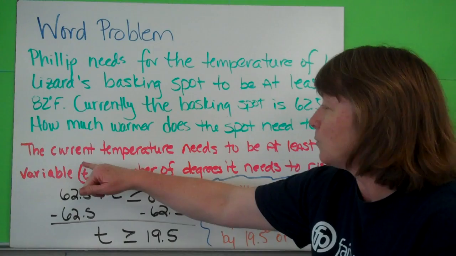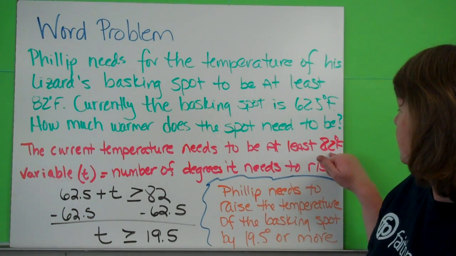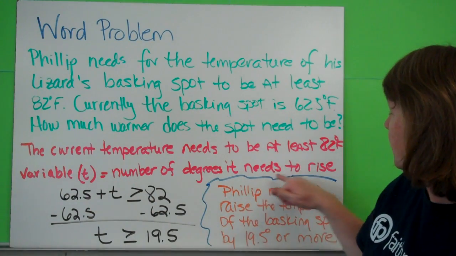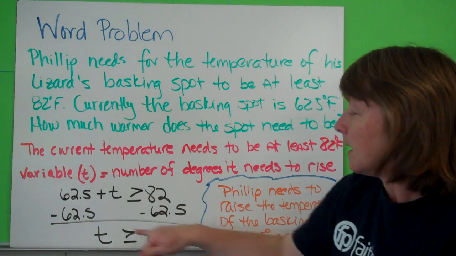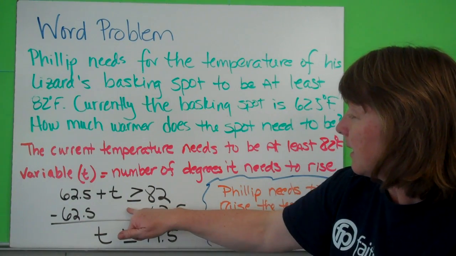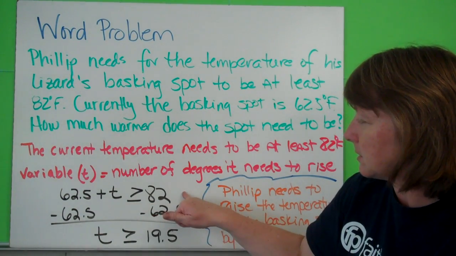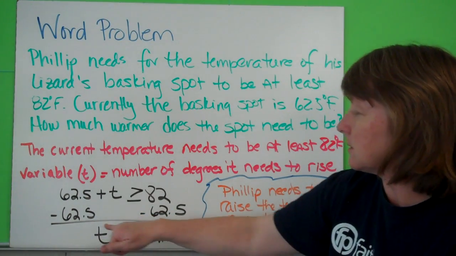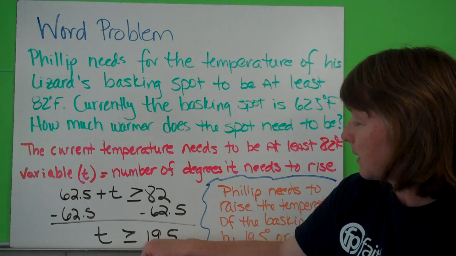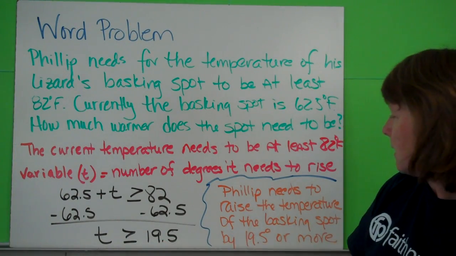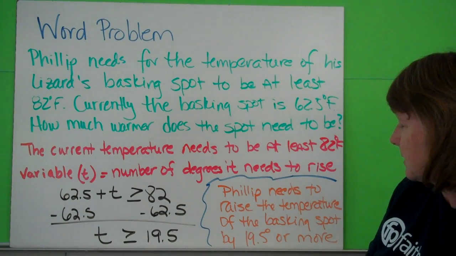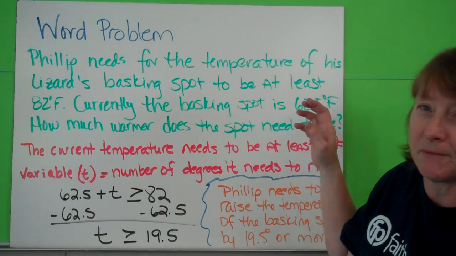So if you look at it in words, the current temperature needs to be at least 82 degrees. Our variable t is the number of degrees that it needs to rise. And we have 62.5 plus our variable t has to be greater than or equal to 82. We subtract 62.5 from each side, and we have that t is greater than or equal to 19.5. In other words, Philip needs to raise the temperature of the basking spot by 19.5 degrees or more.